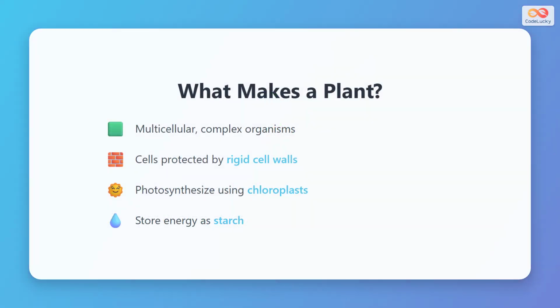So what exactly makes a plant? Plants are multicellular, complex organisms with specialized cells and tissues. Their cells are protected by rigid cell walls made of cellulose, which provide structural support. Plants photosynthesize using specialized organelles called chloroplasts, which contain the green pigment chlorophyll. Finally, plants store their energy as starch, a complex carbohydrate that can be broken down when needed for growth and metabolism.